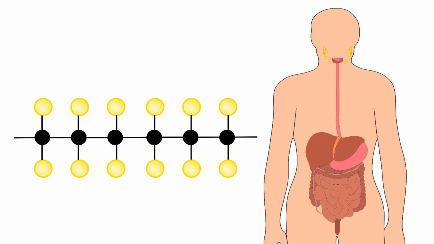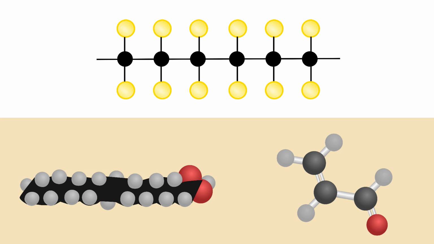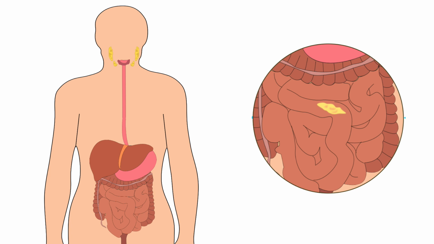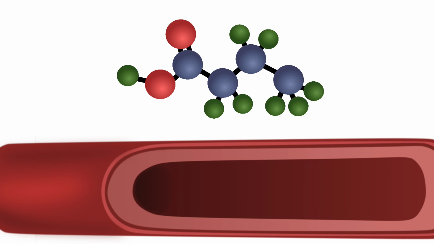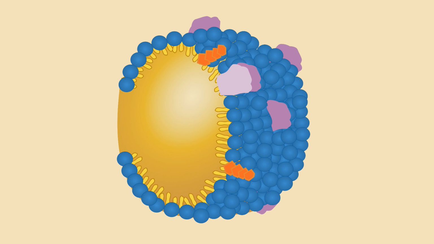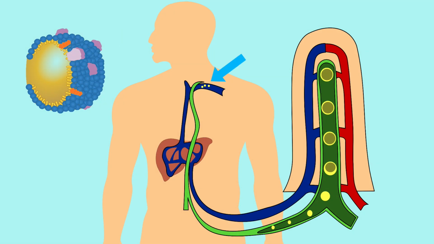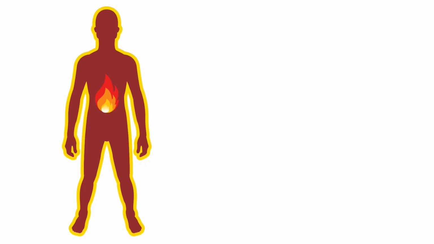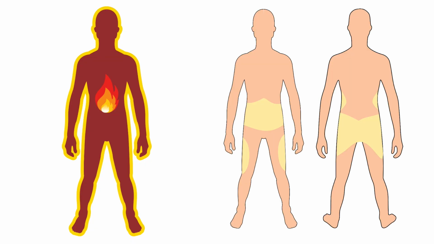To digest fat, the body breaks down fats into fatty acids and glycerol. This breakdown occurs mainly in the small intestine. Short and medium chain fatty acids are released into the blood directly. Long chain fatty acids are repackaged into particles called chylomicrons. Chylomicrons enter the lymphatic system and then into the bloodstream. They are used for energy or converted into body fat for storage.